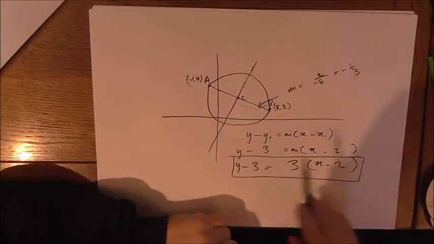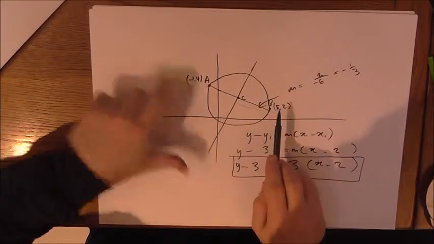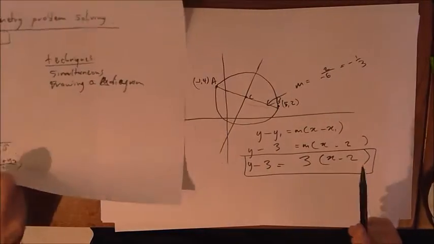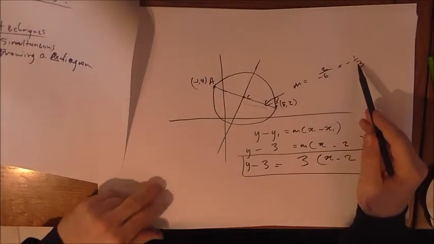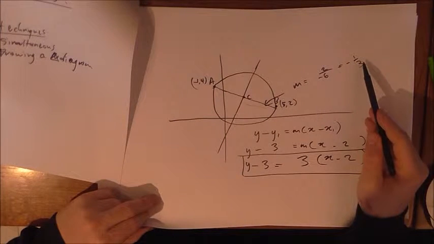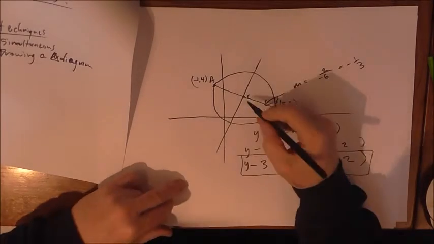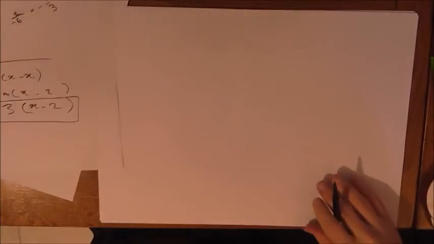I'll just remind you of the strategy. For the point that I needed, I took a midpoint of these. That's this formula. And for the gradient I needed, I worked out the gradient of this using this formula. And then I switched from the gradient worked out using the formula to its negative reciprocal because I wanted the line that was perpendicular to it.